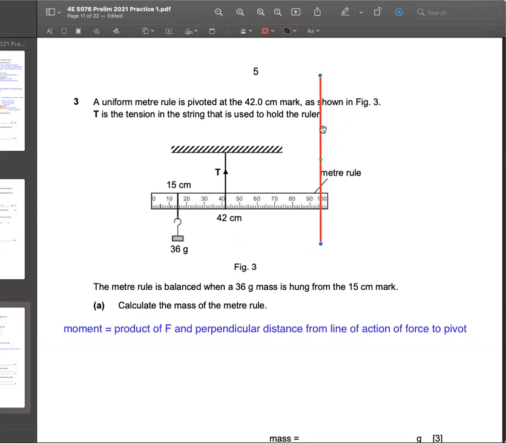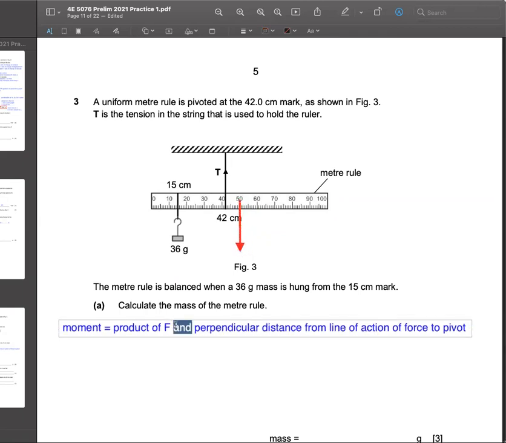So if you look at this tension, this tension is here, right? Then this red line, this entire line, what do we call this entire line? Line of action. Then the other 36 gram, it will have a weight, right? Then this line is called line of action. Okay, so where is the weight of the ruler? In the middle. Okay, we try not to use the word middle. What do we use? The center of gravity. Thank you. So let's do this again.